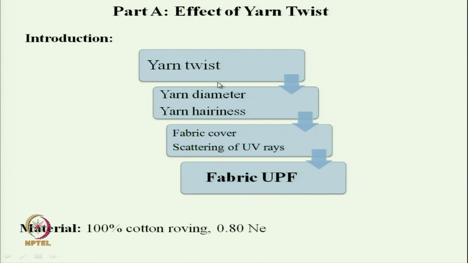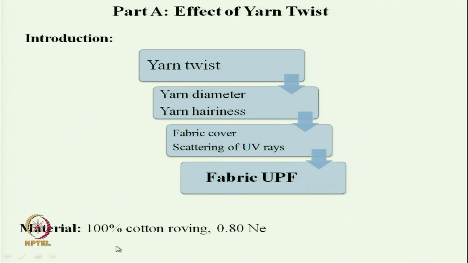So, if we increase the yarn twist, the yarn diameter will reduce and increasing yarn twist will affect the yarn hairiness. So, higher yarn twist will have higher yarn hairiness. So, these two factors indirectly affect the fabric cover and the yarn UV protection. Hairiness also scatters the UV rays and ultimately they affect the UPF of fabric.